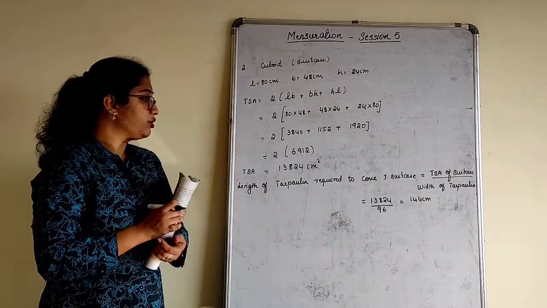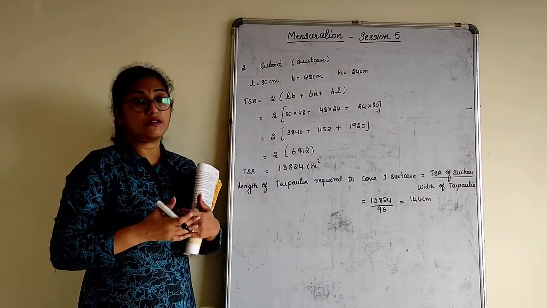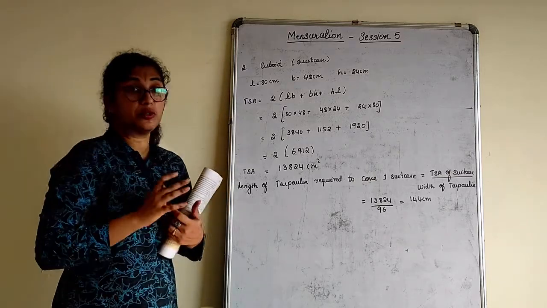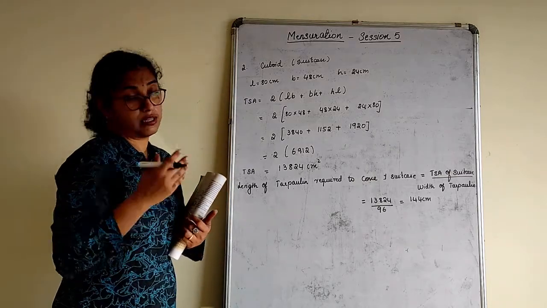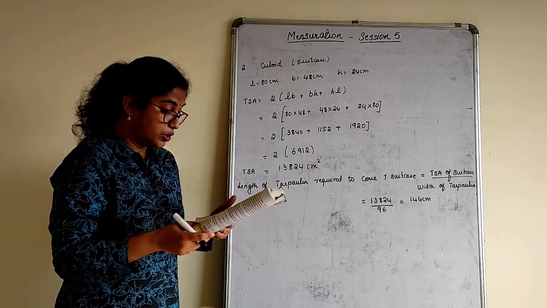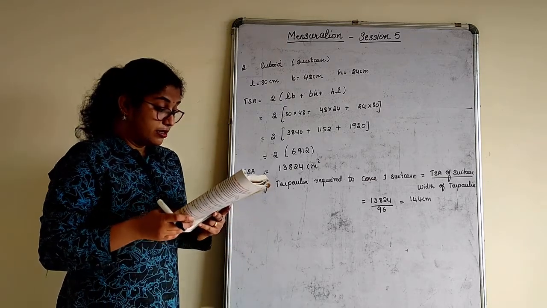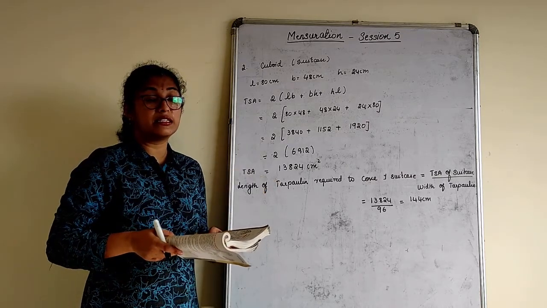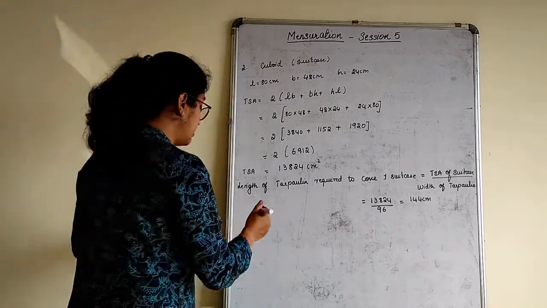That means length of tarpaulin required to cover, width of the tarpaulin given is here 96. If the width is 96, how many centimeters do you require to cover that suitcase? 144 centimeter of the cloth you require. Now, next, what I have given, how many such suitcases are there? 100 such suitcases are there.